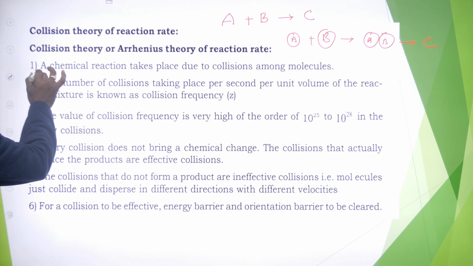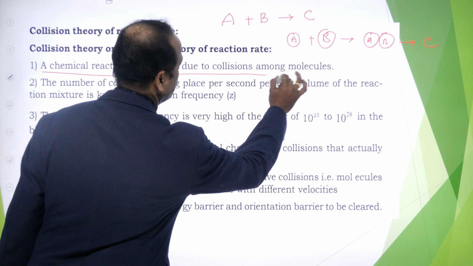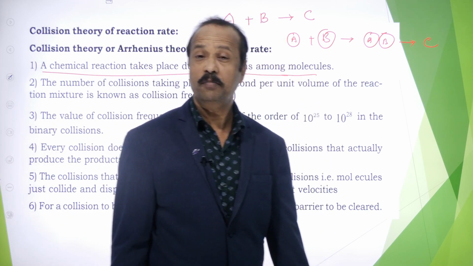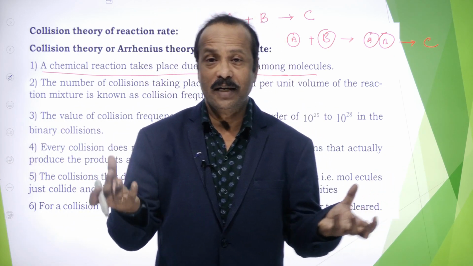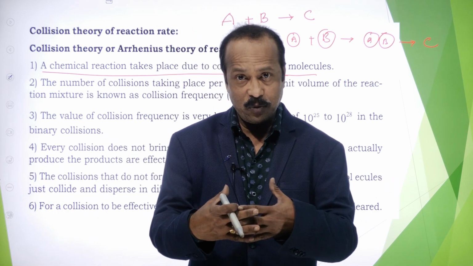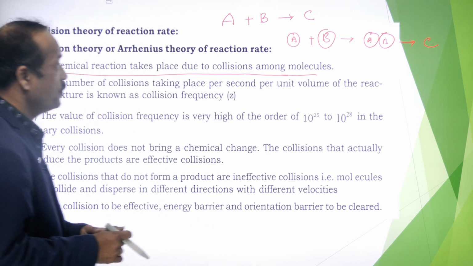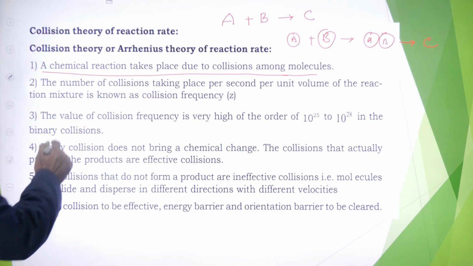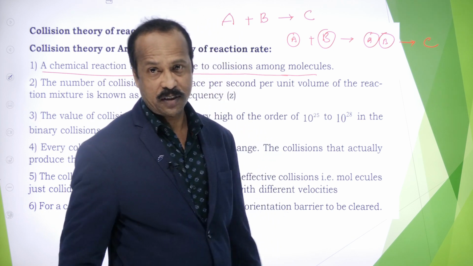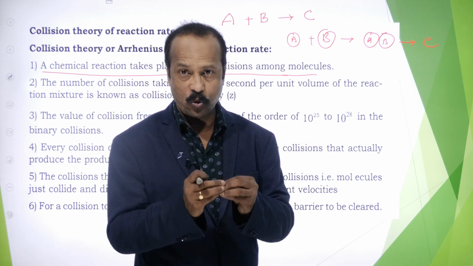Very important points here. A chemical reaction takes place due to the collision among the molecules. How does the chemical reaction take place? The reactant molecules collide with each other so that the product will form. So a chemical reaction takes place due to collisions among the molecules. Understood? So reactant molecules are colliding.